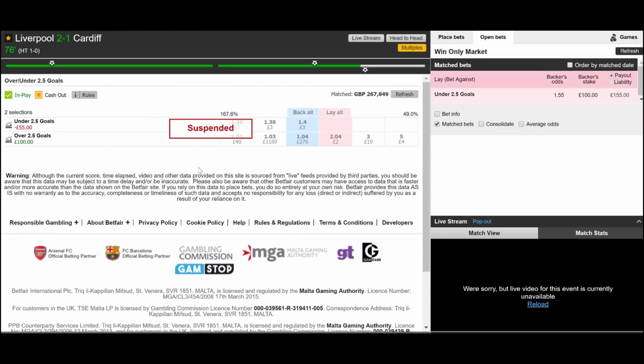Well, that's the great thing about trading the goals market, it doesn't really matter who scores the goal, because Cardiff have just pulled one back. Very surprising, just from nowhere, really. Liverpool have been really, really dominant in this one. And we're stuck in the market. Let me just show you the chart.